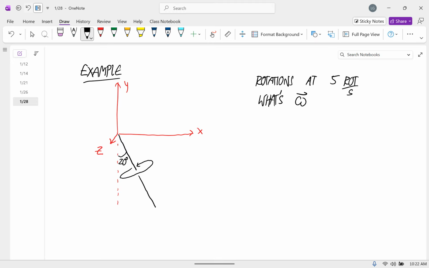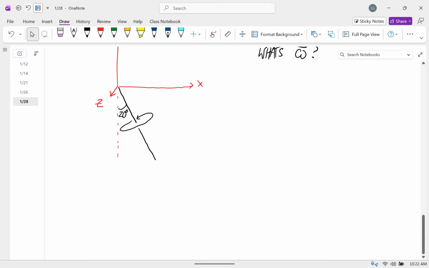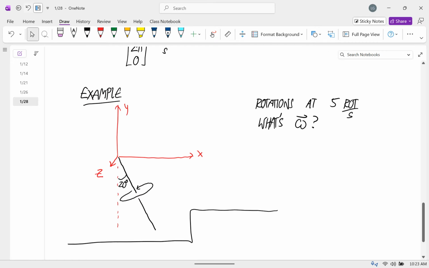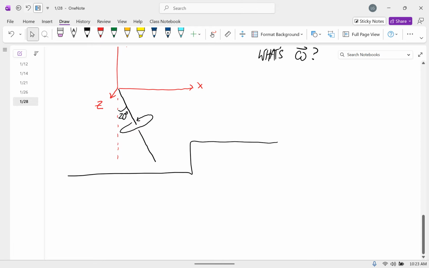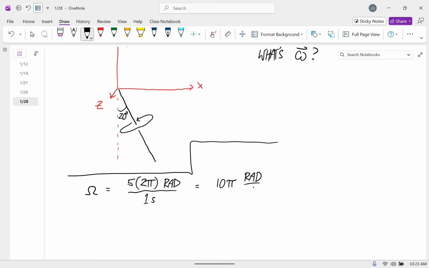What's the angular velocity vector here? Okay, well, we have 5 rotations per second. So to get the angular speed, we're going to go 5 times 2 pi radians divided by 1 second. And so that's 10 pi radians per second. That's the angular speed.